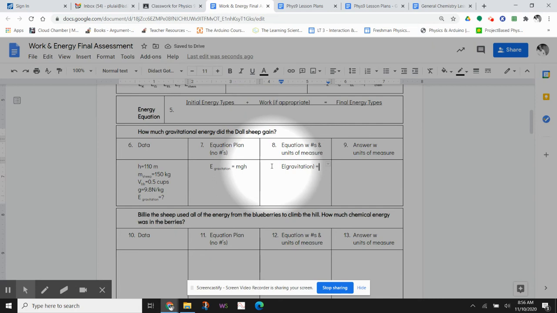So I say E gravitation is, well, my equation is M times G times H. M is 150 kilograms, so here I'm going to put 150 kg. And then times G, which is 9.8 newtons per kg, and then times H, which is 110 meters. So here I kind of ran out of space, right?